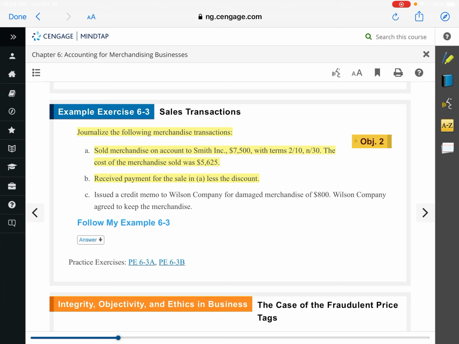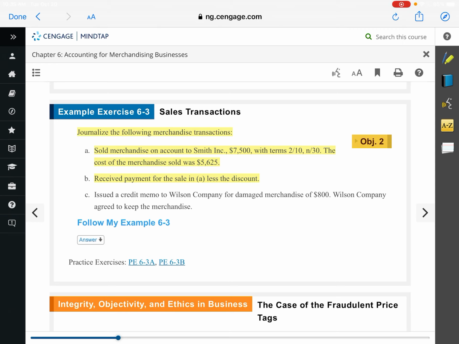All right. So part A says we sold merchandise on account to this company for $7,500. With terms 2/10, n/30, which means with the credit terms, we'd offer them a 2% discount if they paid within 10 days. If they chose to forego that, the net amount is due within 30 days. The cost of the merchandise sold is $5,625.